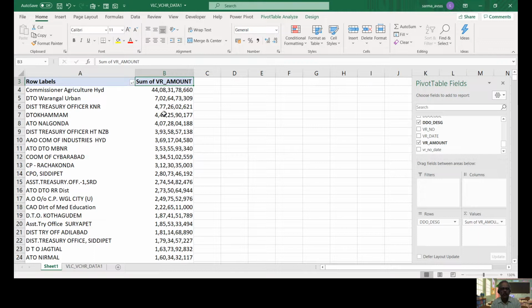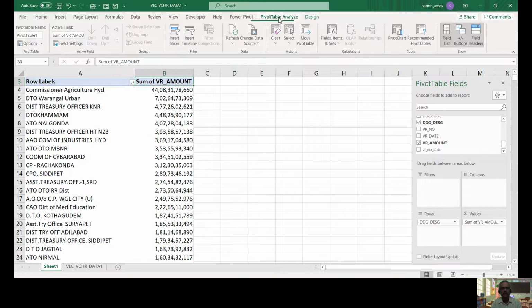So here I want to filter this data based on object heads. For that purpose, I am inserting a data slicer. What is the slicer? I already explained in another video. Once you select the slicer, all the column headings, or all the pivot fields, will appear there. There you can select the object head description. So I'm selecting CLS object head description.